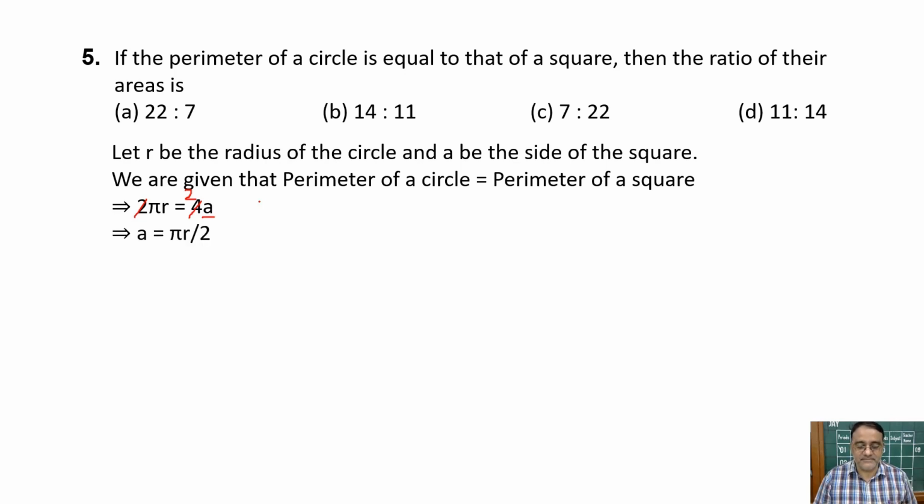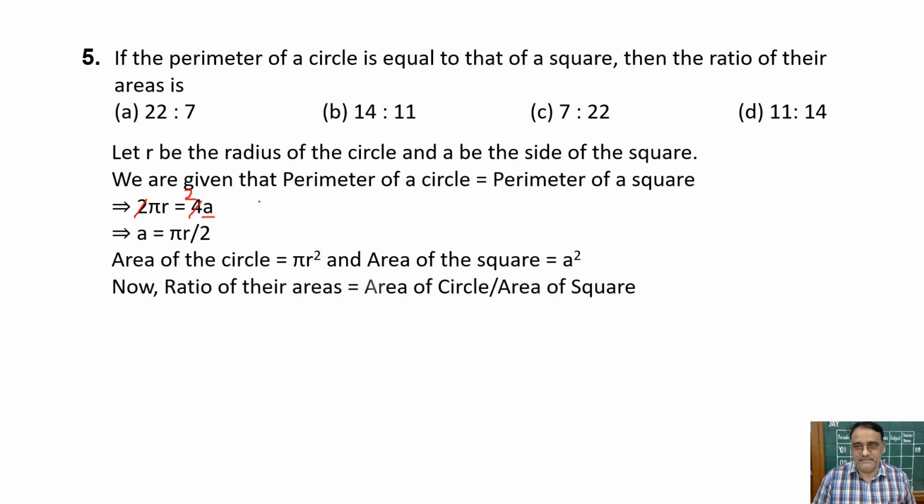This is clear? Yes, sir. Now, area of circle is pi r square and area of square is a square. Now we'll find the ratio of these two. So area of circle divided by area of square. Area of circle is pi r square, area of square is a square. Now we'll substitute the value of a here. That means the square of this pi r by 2. तो वो जाएगा pi r by 2 whole square. Right? अब इसको हम लोग अगर मल्टीप्लाई में लिखेंगे तो इसका रेसिप्रोकल लेना पड़ेगा. इसका रेसिप्रोकल होगा 4 by pi square r square.